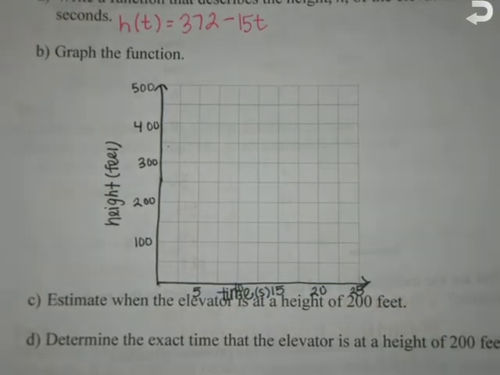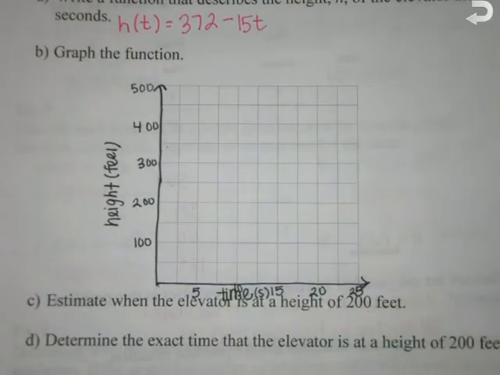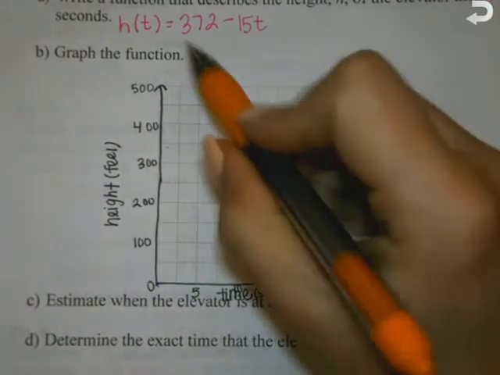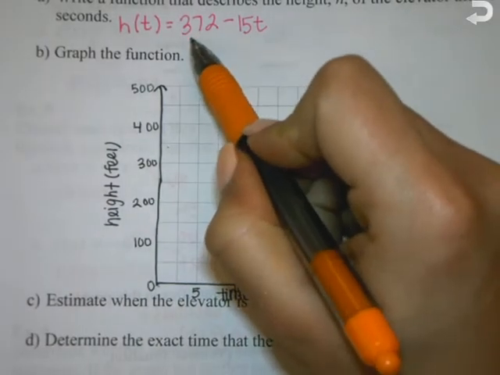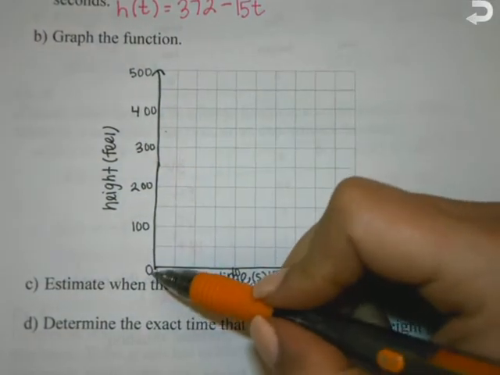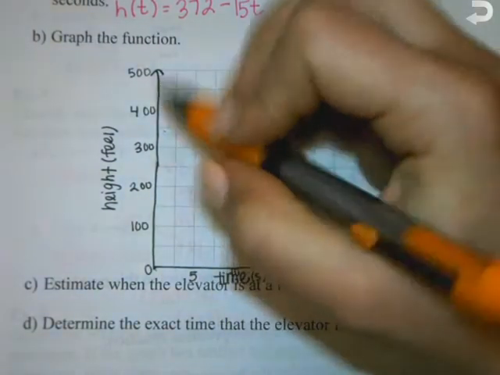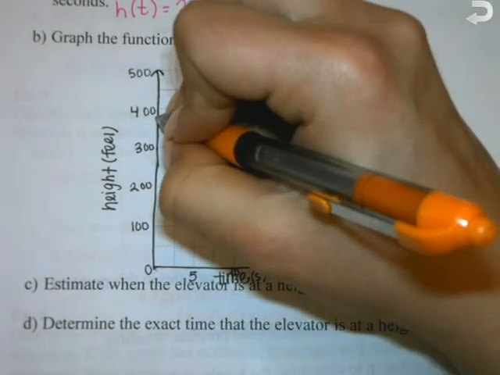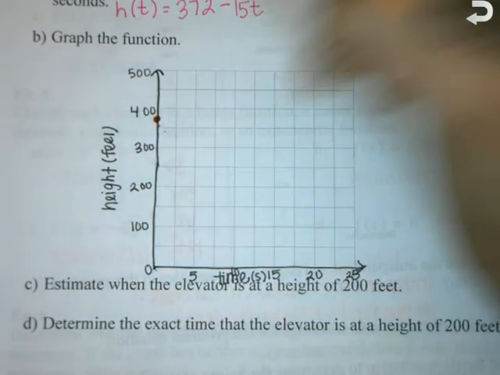Okay, let's start with our height at 0. At 0, I forgot to label 0. At 0 seconds, what would our height be? 372, because we're starting at the top. So at 0 seconds, let's go to 372. Here's 300, here's 350. 372 would be somewhere in between 350 and 400, almost right in the middle.